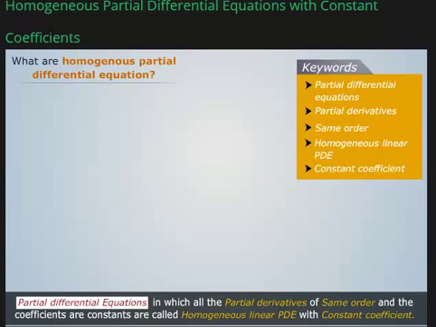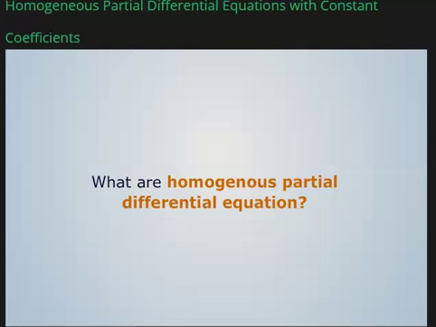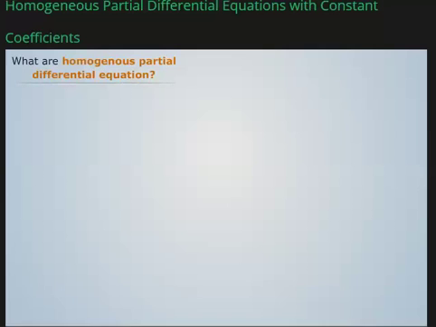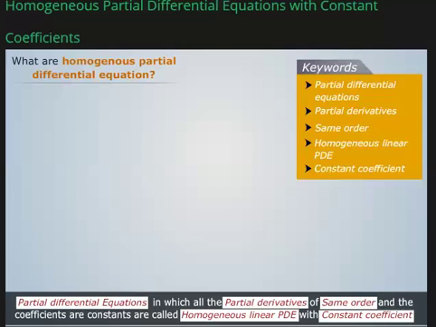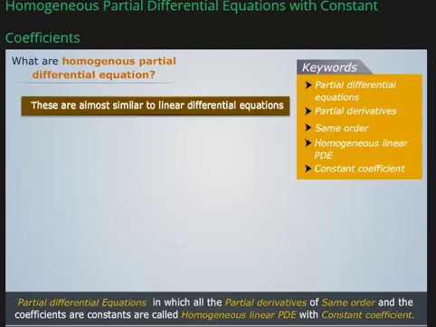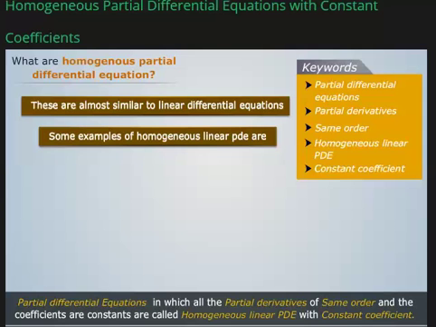What are homogeneous partial differential equations? Partial differential equations in which all the partial derivatives are of the same order and the coefficients are constants are called homogeneous linear PDE with constant coefficient. These are almost similar to linear differential equations. Some examples of homogeneous linear PDE are.